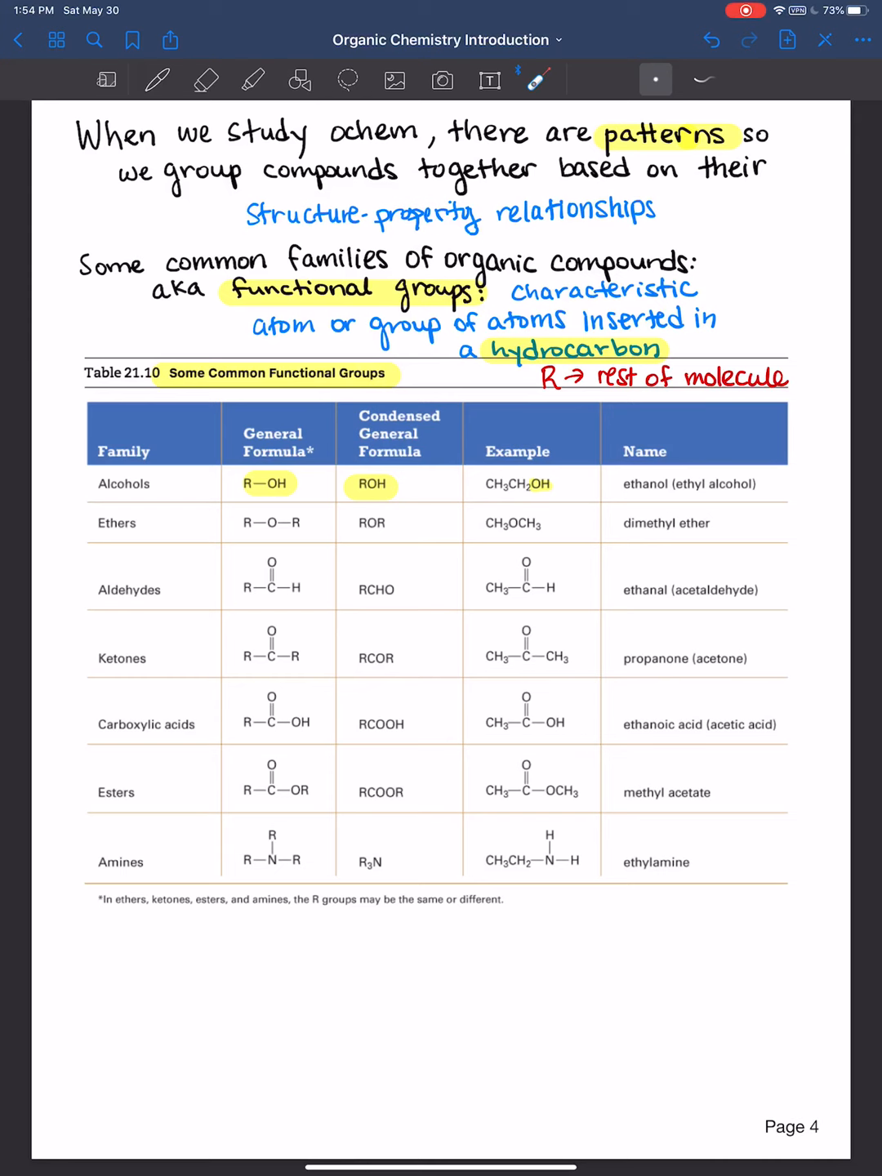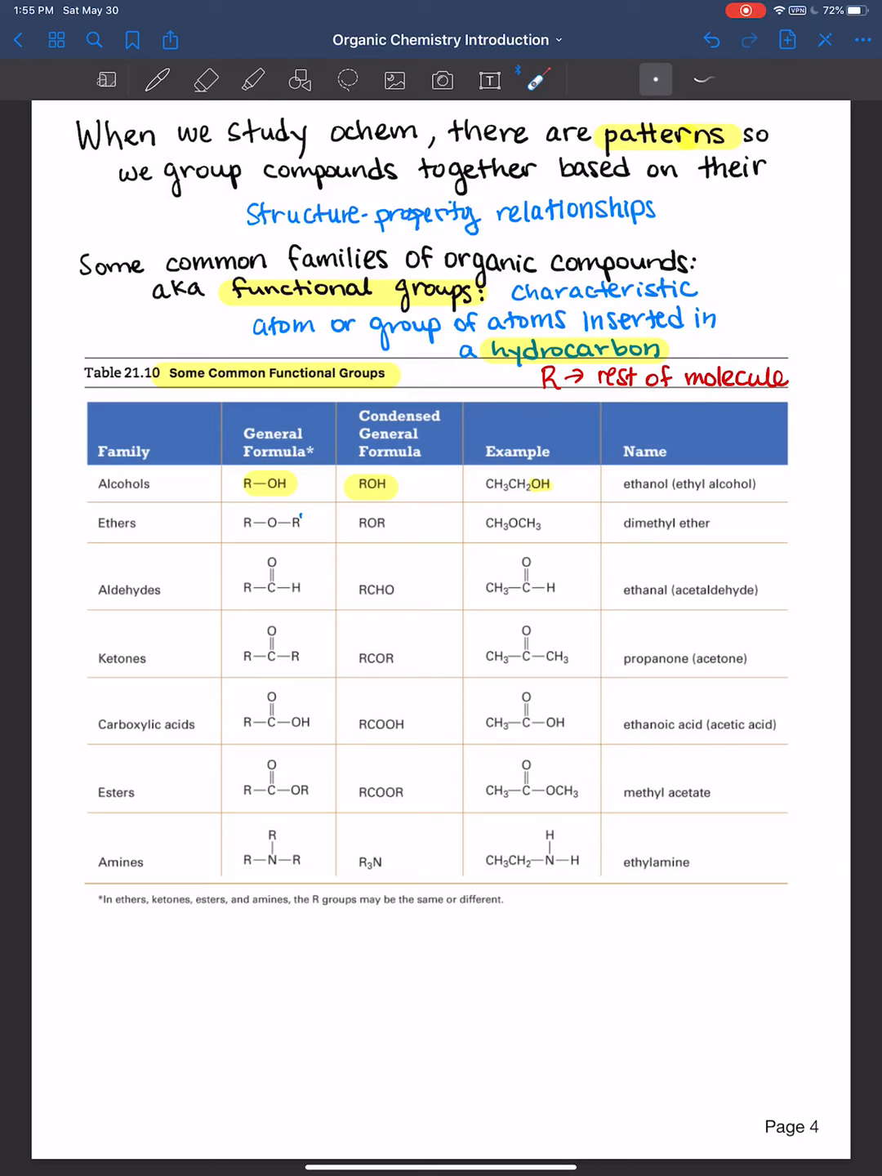Ethers have an oxygen that is bonded to two R groups. Now, the R groups don't necessarily have to be the same. Sometimes if the R groups are different, that would be asymmetrical, and we would refer to this R over here as R prime, for example, just to distinguish it from the R on the left side here. However, a lot of ethers are symmetrical. The example given here has two methyl groups attached on either side of this oxygen, and this one is referred to as dimethyl ether. But I just want to emphasize that it's not necessarily a symmetrical ether. You could have two different R groups.